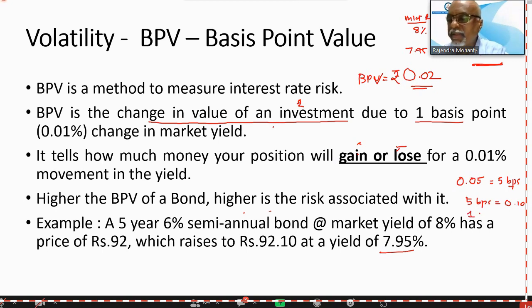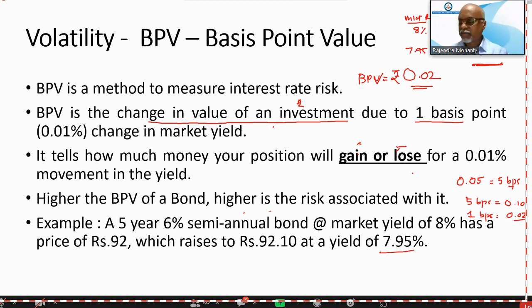So BPV is calculated as 1 BPS. So for 1 BPS, how much? 0.10 divided by 5 is equal to 0.02. Yes, sir. Everybody understood this? Anybody having doubt? Yes, sir.